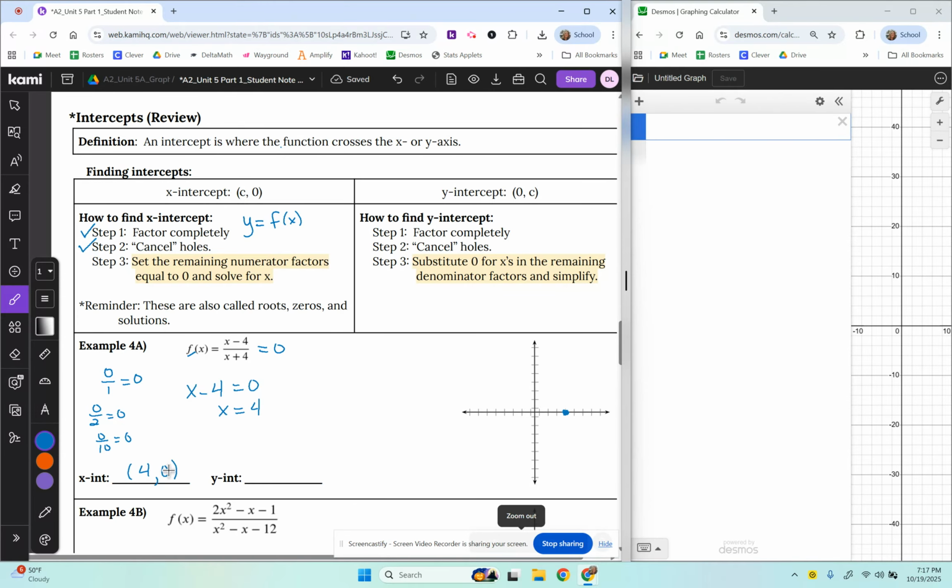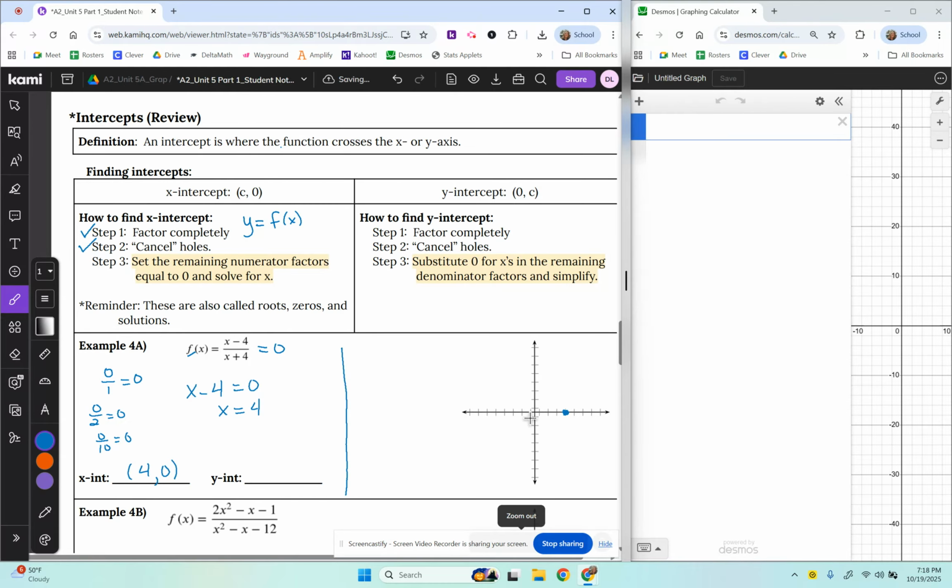Just make sure that you are following directions. If they ask for the x coordinate, you would only write 4. If they ask for the x-intercept, you would put 4 comma 0. So it can be written in both ways depending on who's asking the question. Okay, and then we're going to look at the y-intercept.